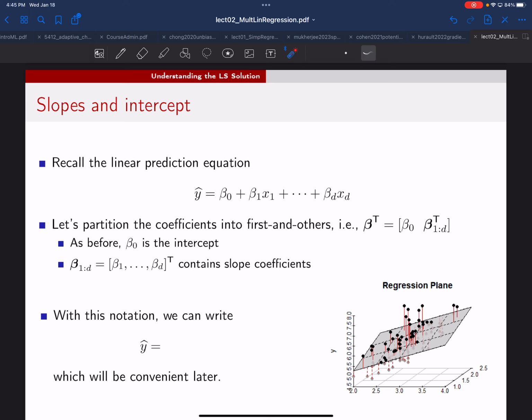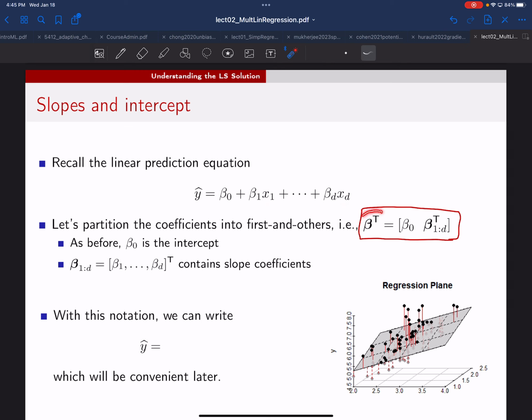Okay, so in order to prepare for this, we're going to come up with a slightly different notation. We're going to think about the first coefficient, beta 0, differently from all the rest, because it's acting in a different way. Beta 1 through beta d are all multiplying our features x, whereas beta 0 is not multiplying any feature, right? So it's kind of working differently.